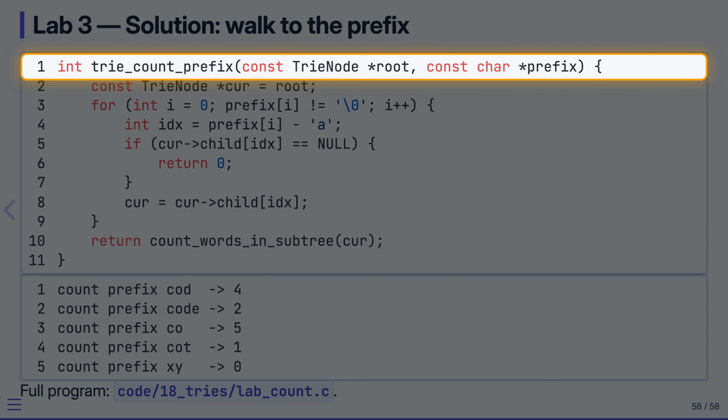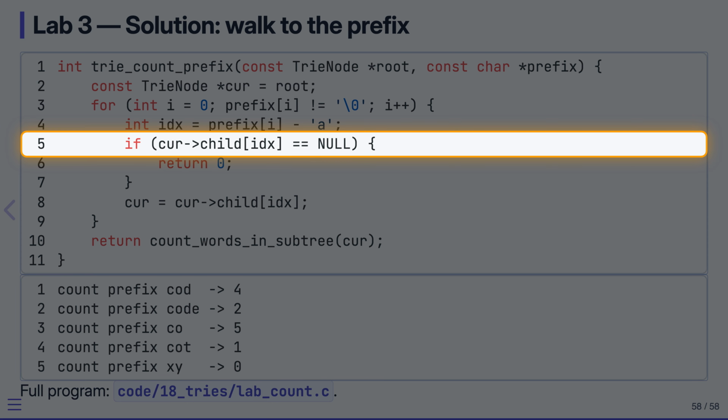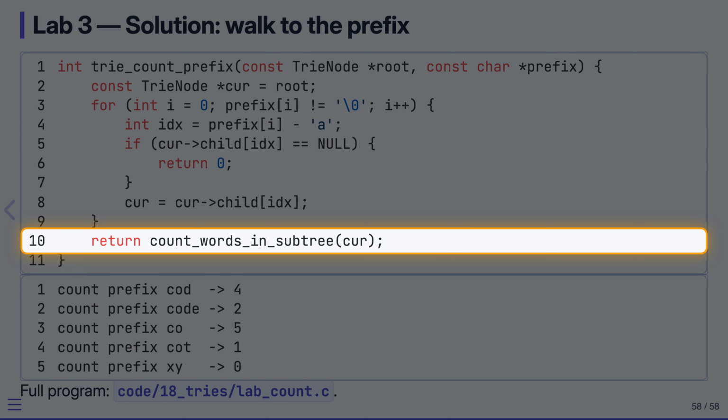And here is the second piece. Walk to the prefix, then hand off to the counter. We walk the prefix one character at a time, exactly like starts with. If the path breaks, no word starts this way, so we return 0. And when the prefix is used up, we count every word in the subtree below where we landed.